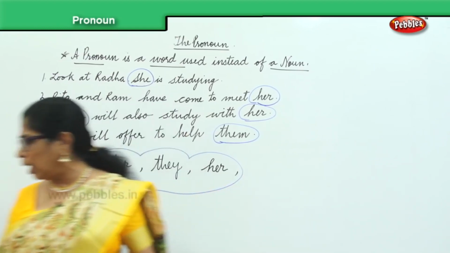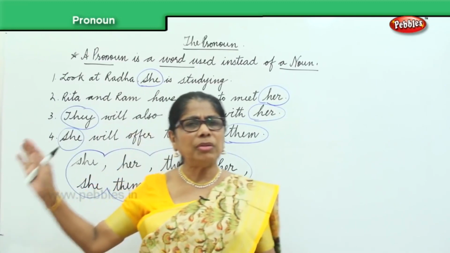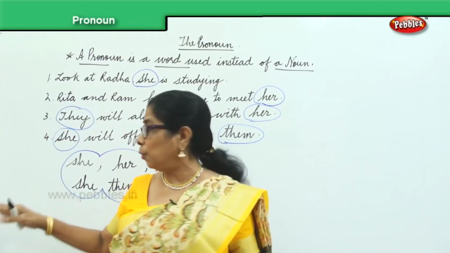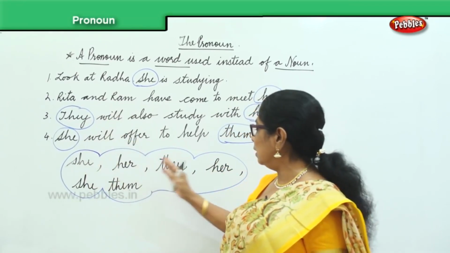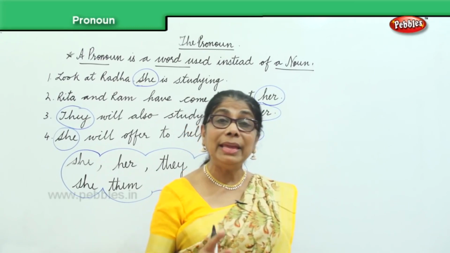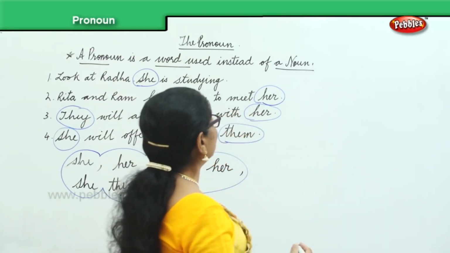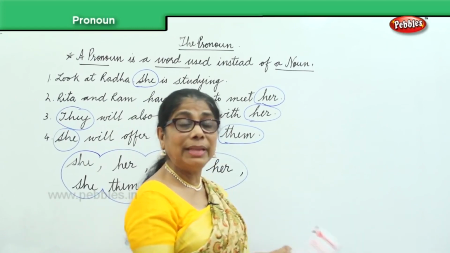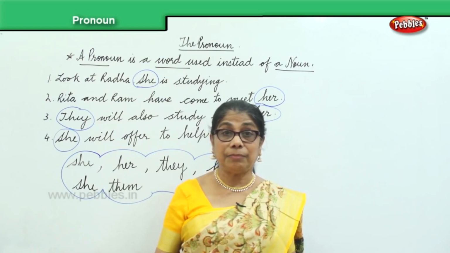Now in pronouns, we have many kinds. A pronoun is a word used instead of a noun. Words like this, used instead of a noun, she, her, they, them, are all pronouns. We have 8 to 9 types. We have different kinds of pronouns, and we'll be doing that in the next part. We have 9 different kinds of pronouns.